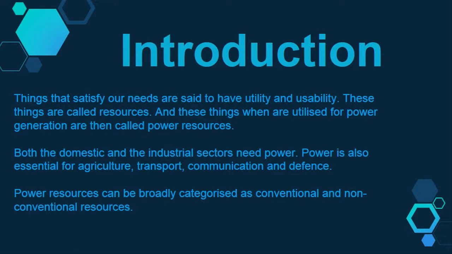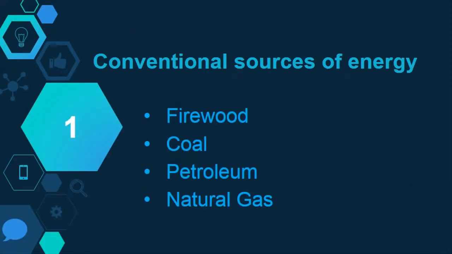Both the domestic and the industrial sectors need power. Power is also essential for agriculture, transport, communication, and defense. Power resources can be broadly categorized as conventional and non-conventional resources. Conventional sources of energy: firewood, coal, petroleum, and natural gas.